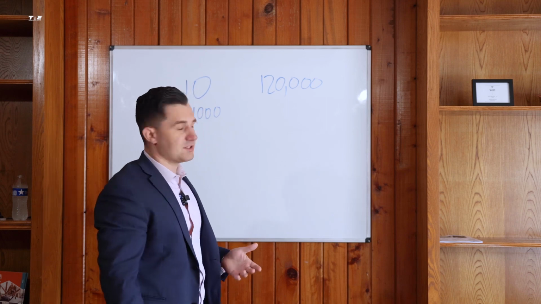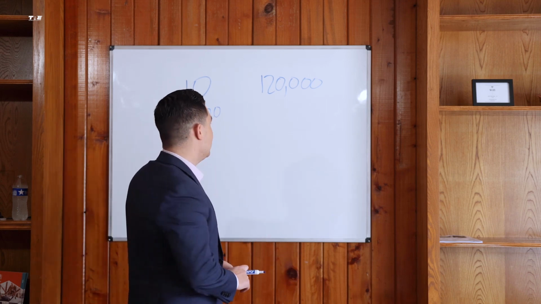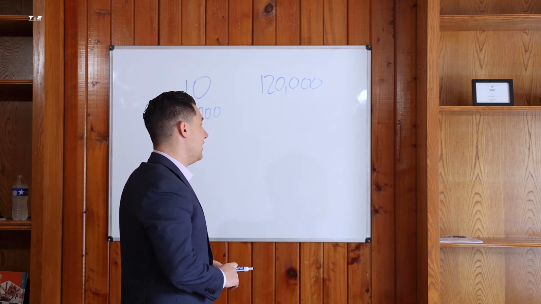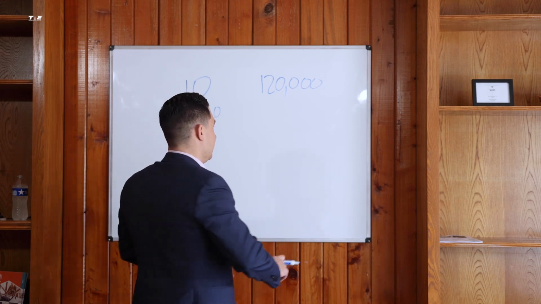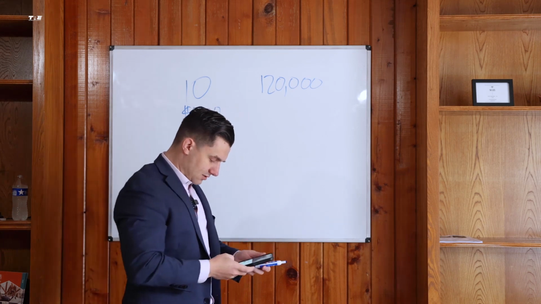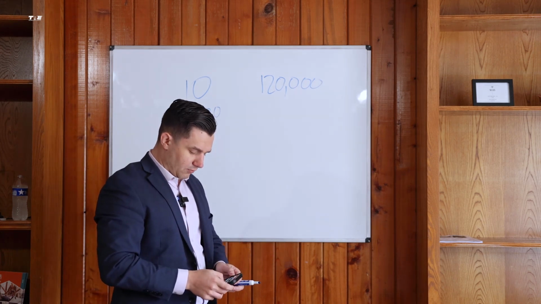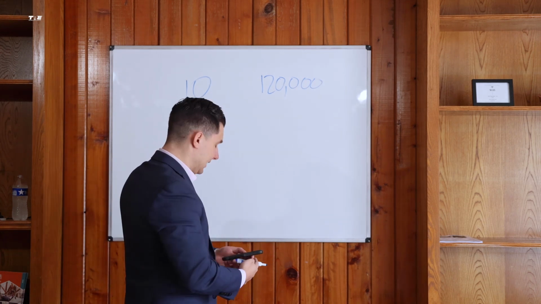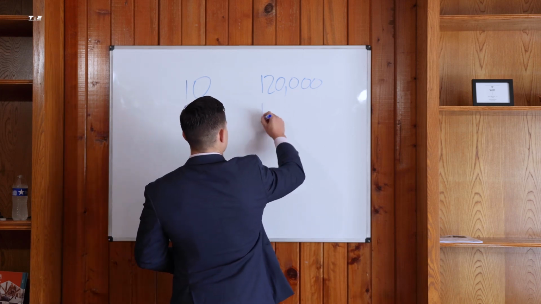You are gonna have some vacancy in there. So let's assume that it is rented out 90% throughout the whole year. So what we would do is we would take our $120,000, we would multiply it by 0.9, and it gives us $108,000.